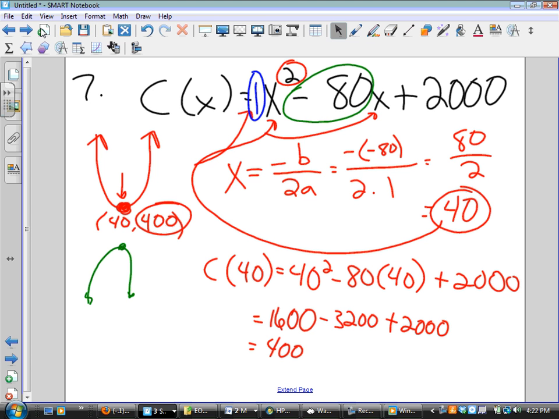Okay, so the important part to that one was recognizing the shape of that graph, understanding that the minimum had to occur at the vertex, knowing the vertex formula, and anytime you have a parabola, the minimum or maximum has to occur at the vertex.